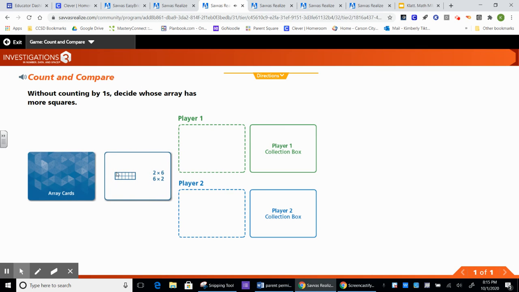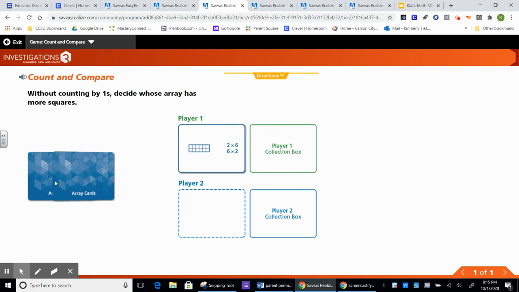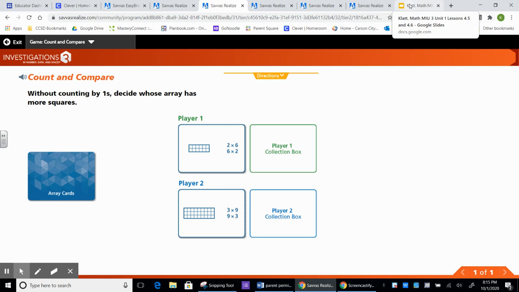When you click on them, they flip over, and then you can drag them. See if you can play with somebody at home for practice. Have fun.